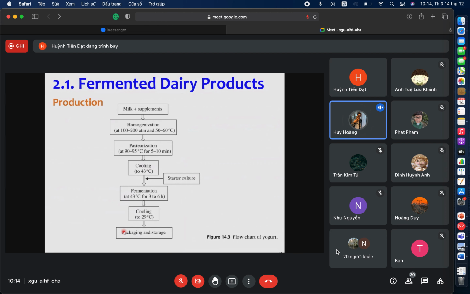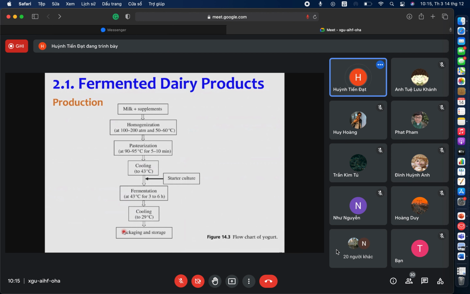I think it's the suitable or the best temperature for the microorganism in the starter culture. Yeah, it's best for the lactic acid bacteria. Okay, so normally if you make it at home, you need to do the fermentation by putting it under the sunlight for a few hours, right?